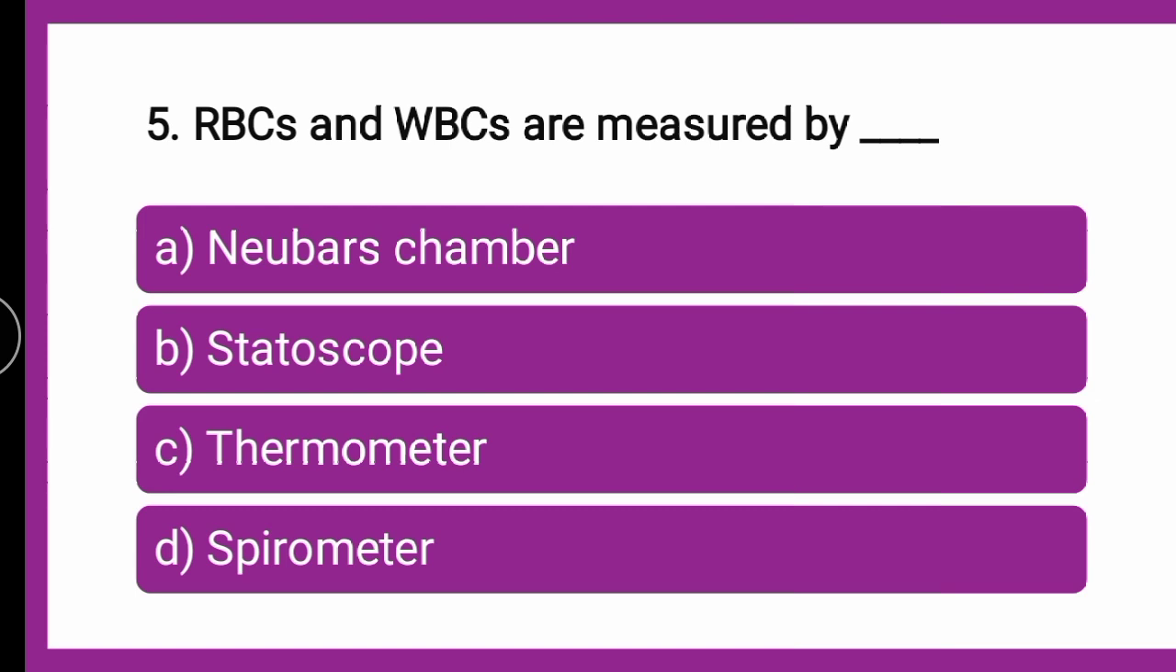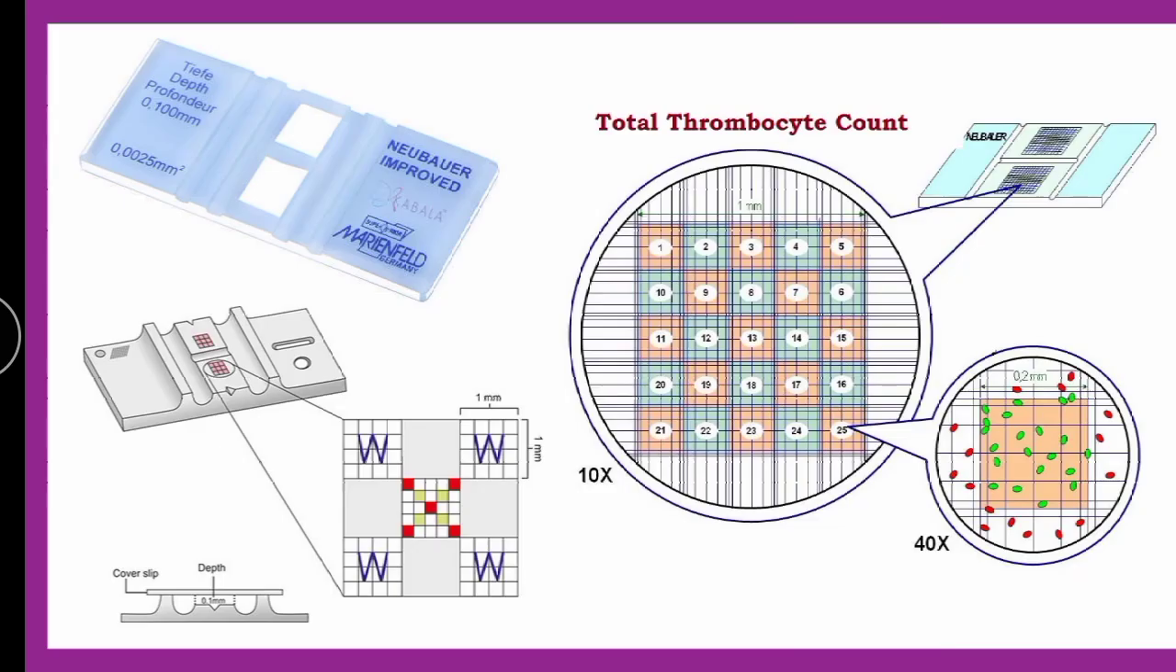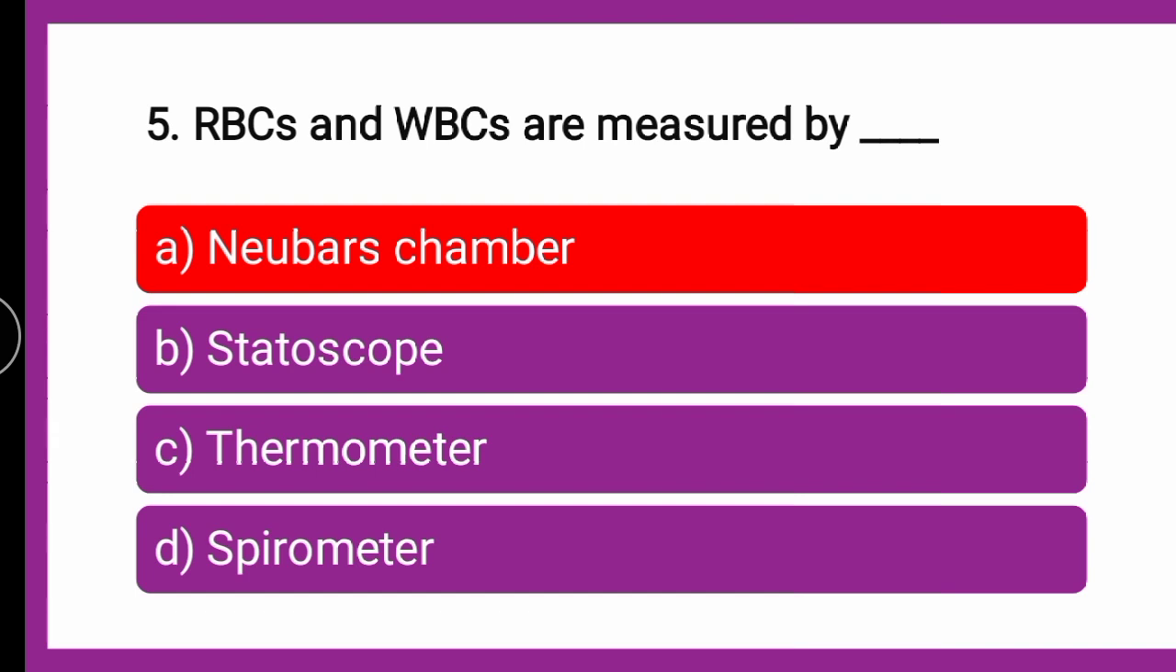Now this is a very famous, very general question, which we have seen both in theory as well as practicals, that the measurement is by Neubauer's chamber. This chamber will give you the count of WBCs as well as RBCs. So this is the correct answer, that is A, Neubauer's chamber.